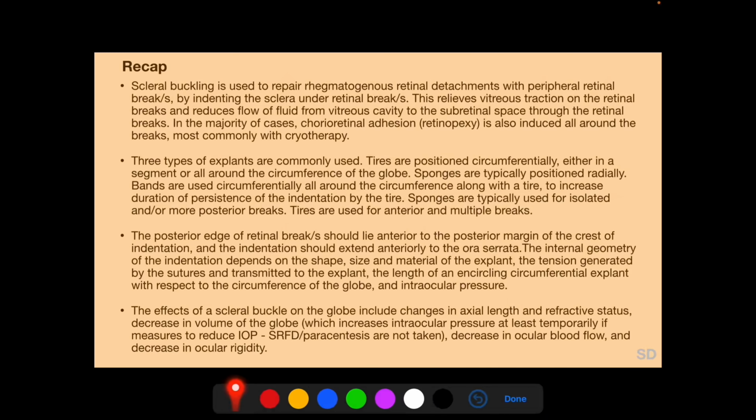To recap the salient points, scleral buckling is used to repair rhegmatogenous retinal detachments with peripheral retinal breaks by indenting the sclera under the retinal breaks.